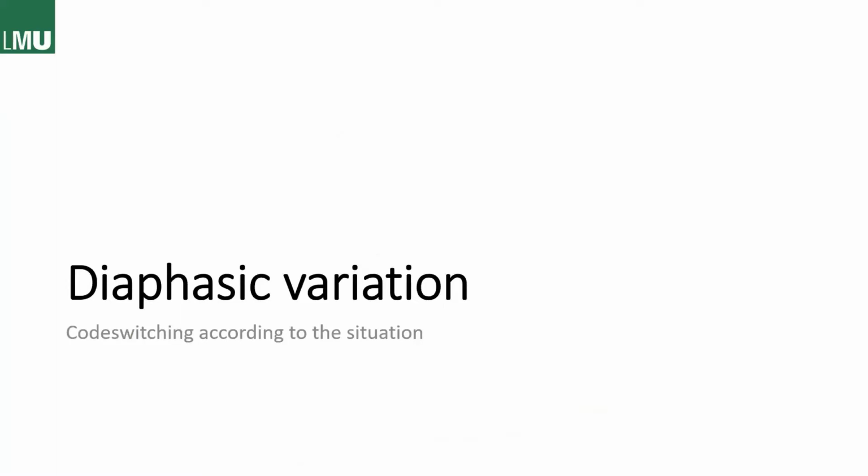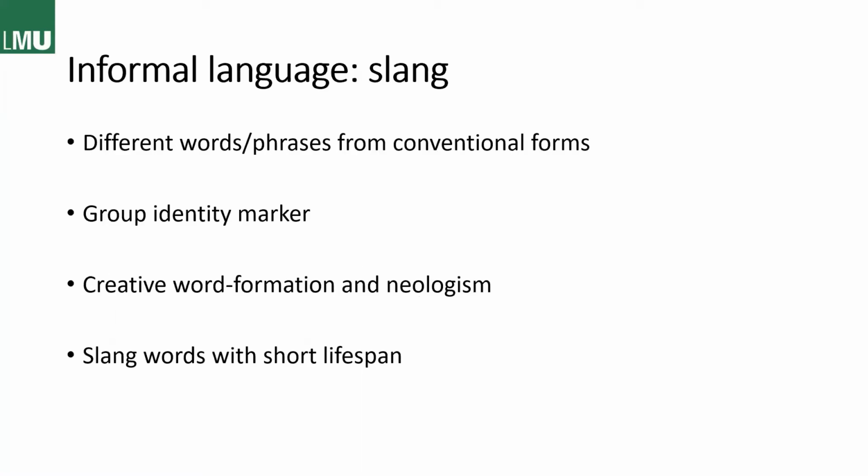Now, we talked about code switching according to the situation, or diaphasic variation, before, and this is going to be our last topic for today. The prime example is slang as informal language, which we of course don't use with everyone. If we have an official appointment, we normally don't speak slang because we want to be clear and understood, and this is a formal situation. In slang, we have different words or phrases from conventional forms. In fact, many new words are coined in slang all the time.